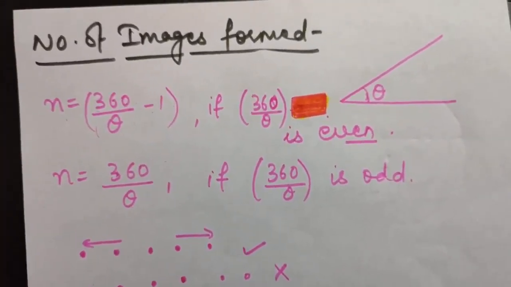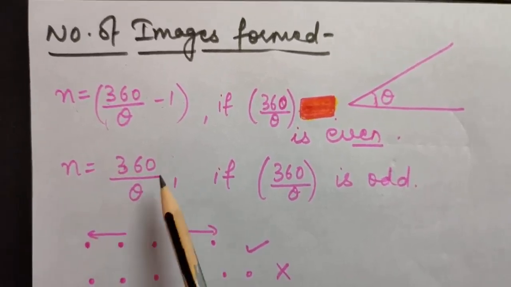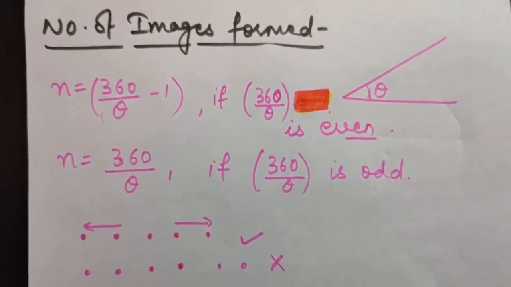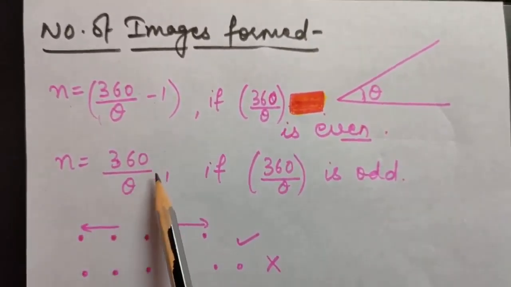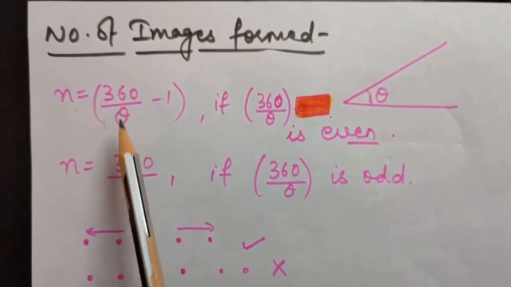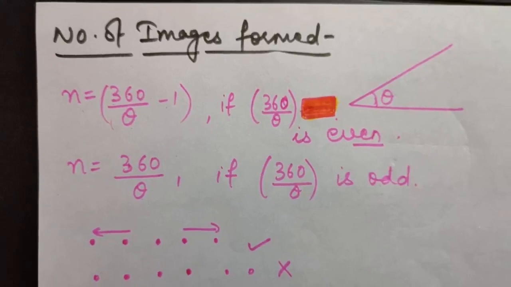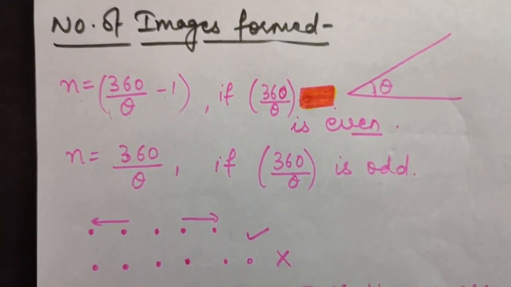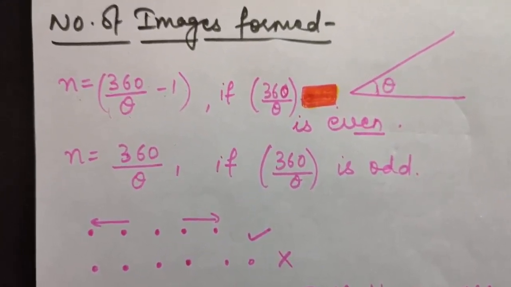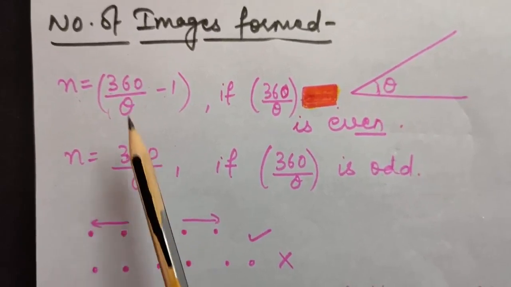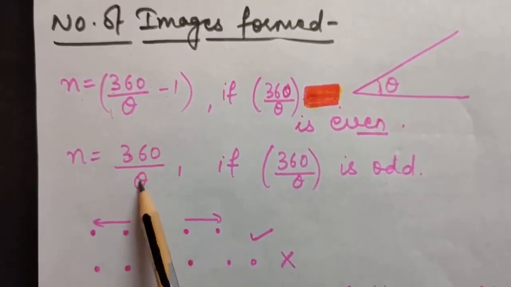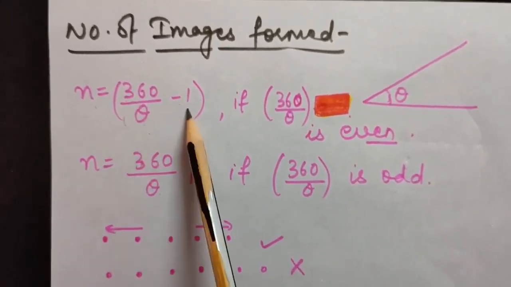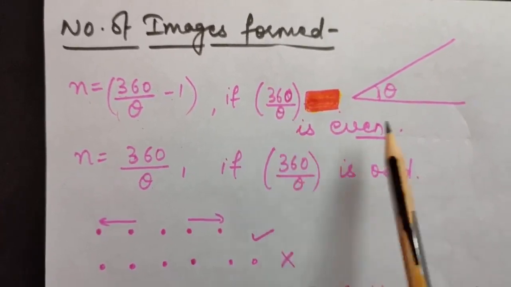Okay, now see, if 360 upon theta is an odd number, suppose it comes to be 5, then 5 images would be formed. If suppose 360 upon theta comes to be 4, which is an even number, therefore you have to subtract 1 from it. That is, 4 minus 1 is 3. So 3 images will be formed. So the formula is 360 upon theta number of images if 360 upon theta is odd, and the formula is 360 upon theta minus 1 if 360 upon theta is even.